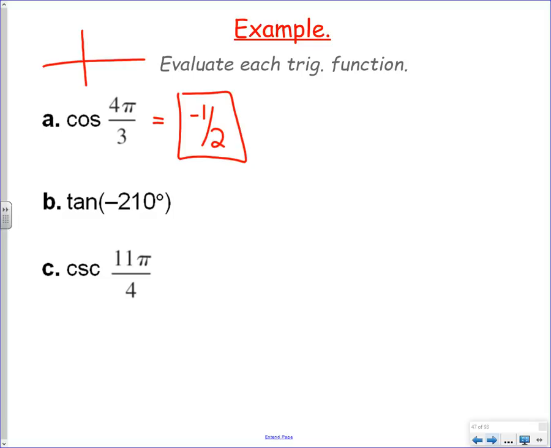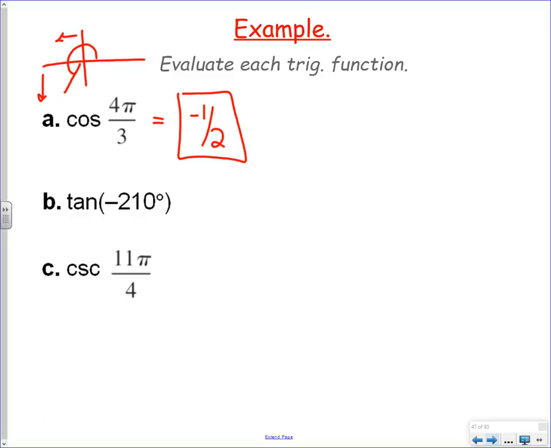Ready? Hold on, pause. 4 pi over 3. You have 1 in the third, right? Yep. So 1/2 fold of pizza, and then you have another third. You're in the third quadrant. Remember, your x is going to be negative, your y is going to be negative.